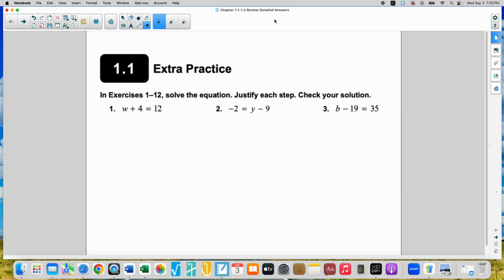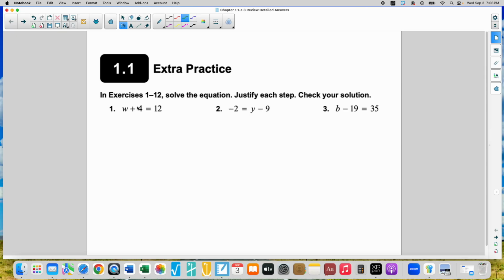So first of all, it says in exercises 1 through 12, solve the equation, justify each step, and check your solution. We're going to do some of that. We'll do all of the parts to begin with, and then we will be a little bit more efficient moving past that. So first thing we need to do is identify the variable, which is W.